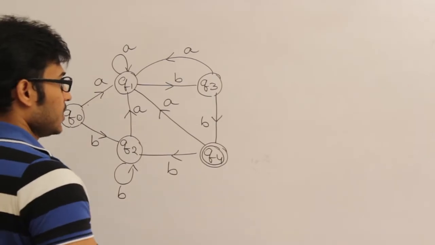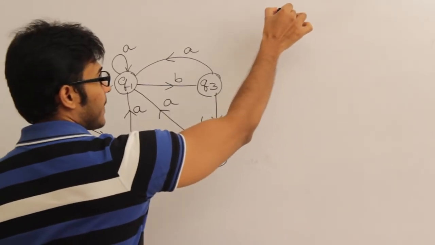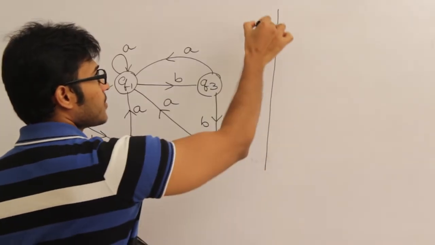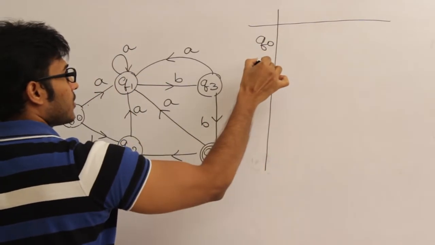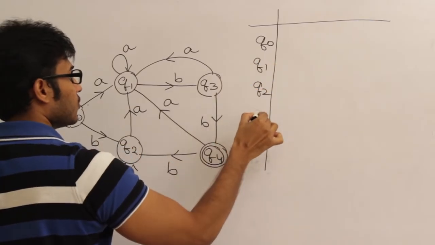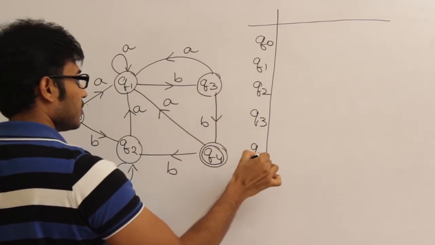Now find out or draw the state transition table. Q0, Q1, Q2, Q3, Q4.